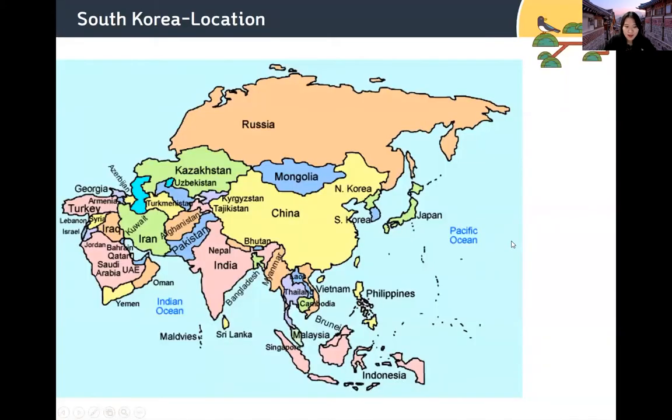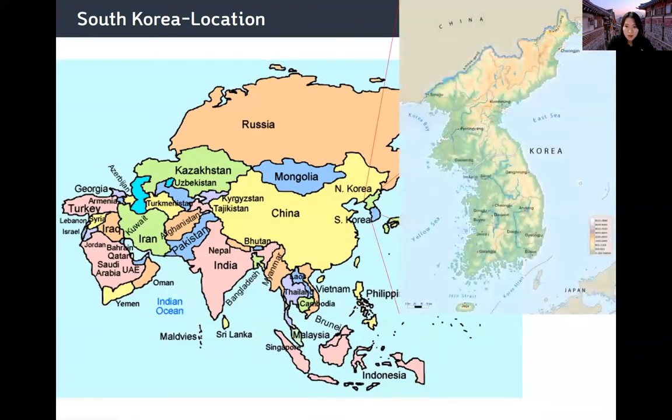As most of you guys can see by looking at me, Korea is in Asia, specifically East Asia, right between China and Japan. So this is Korea.